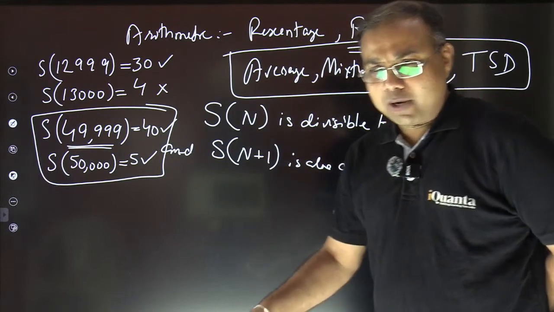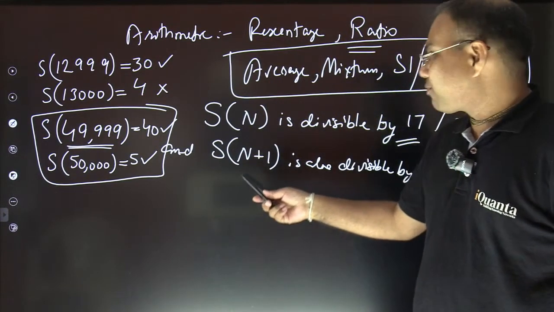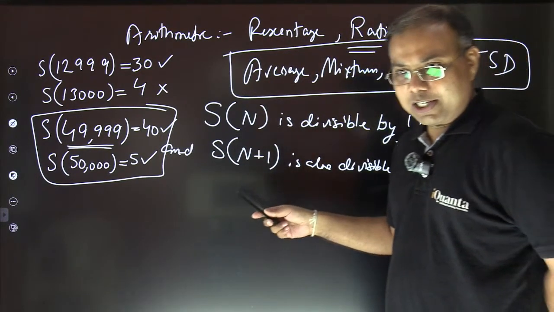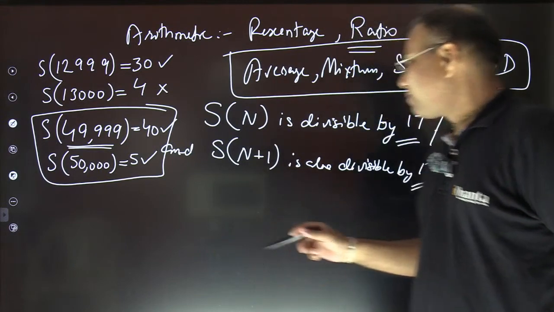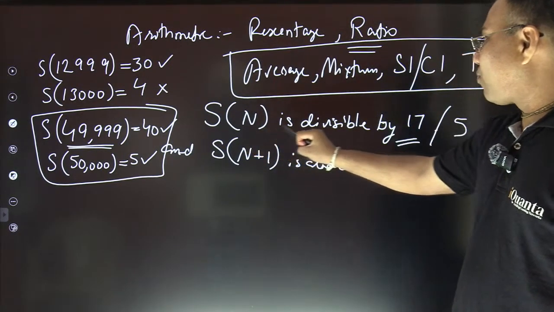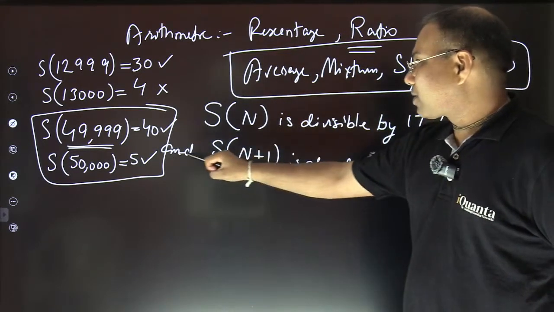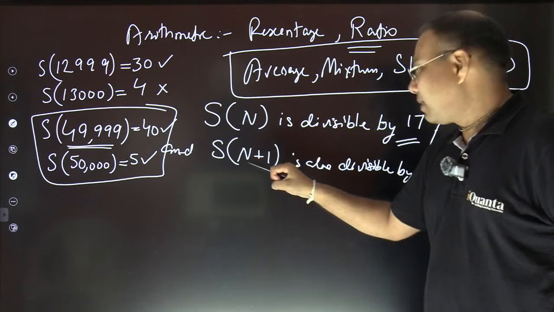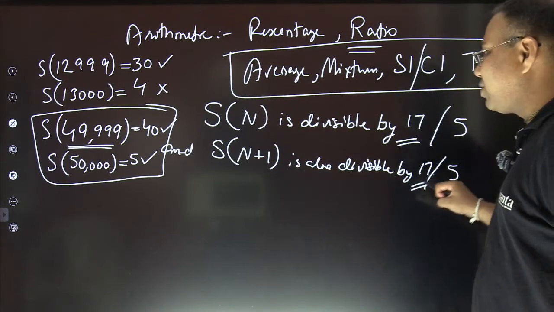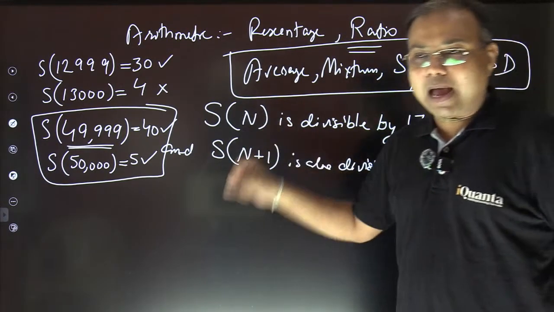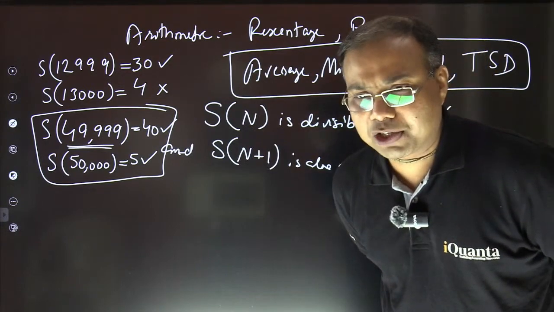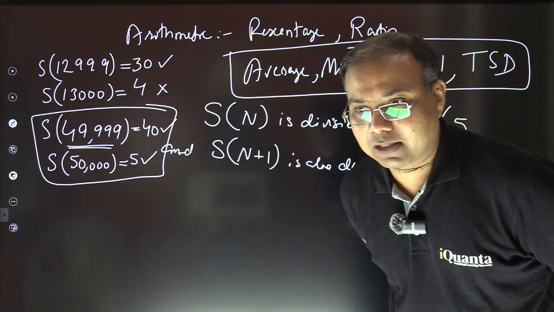So if you have just joined, this is the question again. This question was given in the last Quant session of these pre-CAT classes. The sum of digits of a natural number is divisible by 17 and the sum of digits of its successor is also divisible by 17. You have to find the smallest value of n. That is the question. Everyone, please find the answer fast.